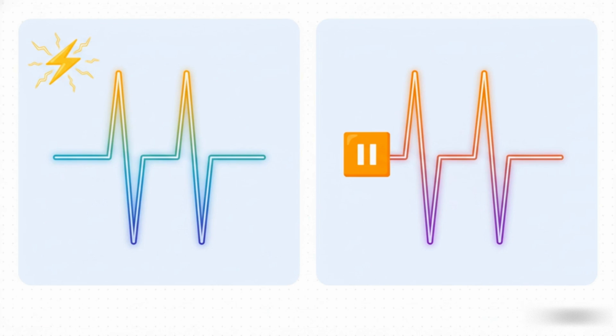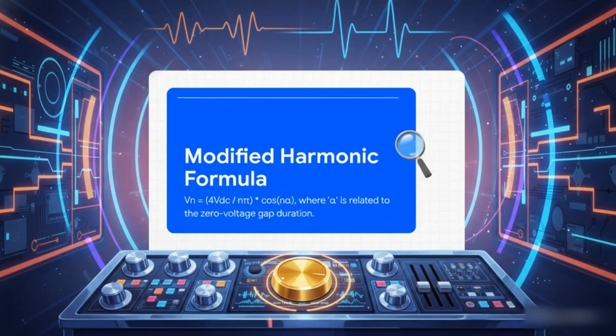During this pause, the switches are configured in a way that the output voltage is forced to 0 for a brief moment. This creates a little step in our waveform, and we call the result a modified square wave, or sometimes a quasi-square wave. Now, the effect this little zero voltage gap has on our math is incredible. It adds a brand new term to our harmonic formula, that cosine of n times alpha part you see there, where alpha is directly related to how long we make that pause.